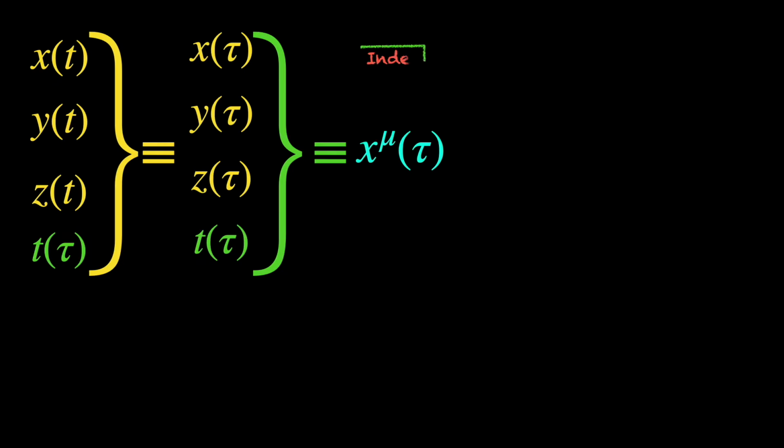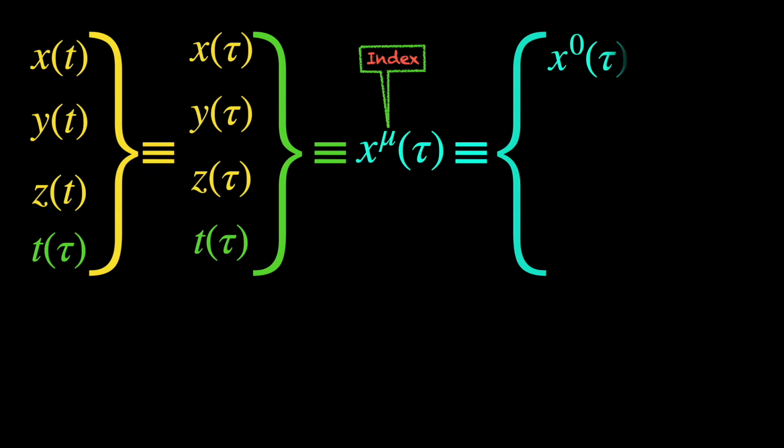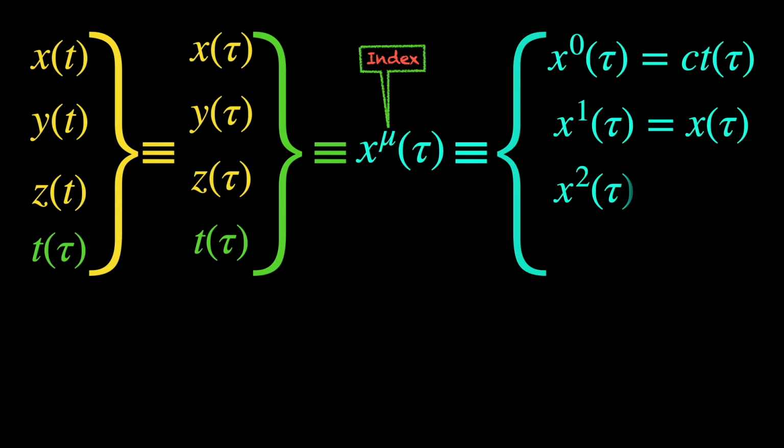Now, mu is called the index. It just helps us keep track of the specific components. For example, mu equals 0 stands for the time component x0 equals ct. Mu equals 1 stands for the x component of position. Mu equals 2 stands for the y component of position, and so on.